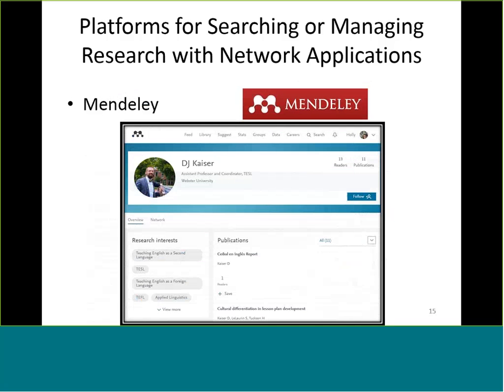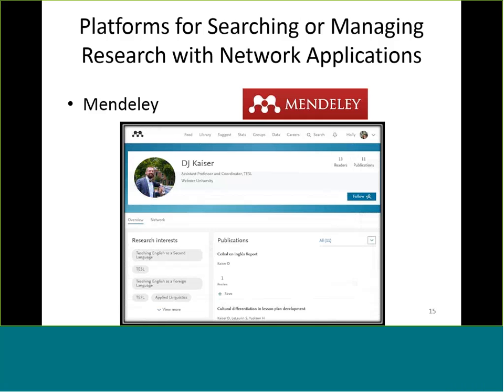Closely related to these index database type products is something like Mendeley. It's a product for searching or managing research. It's a citation management tool. Webster has had RefWorks for a while, and this spring we are transitioning to Mendeley. Mendeley has a lot of benefits.